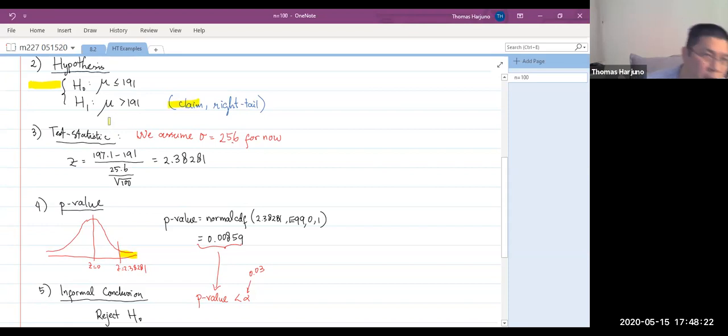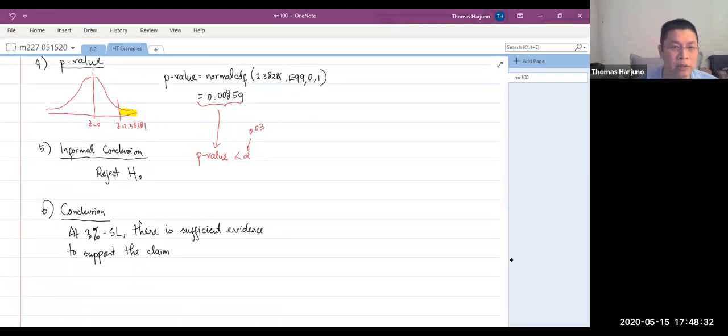Because the claim happens to be the alternate hypothesis, not the null hypothesis. So yes, I reject the null hypothesis, but the claim is the opposite of the null hypothesis, therefore I support it.